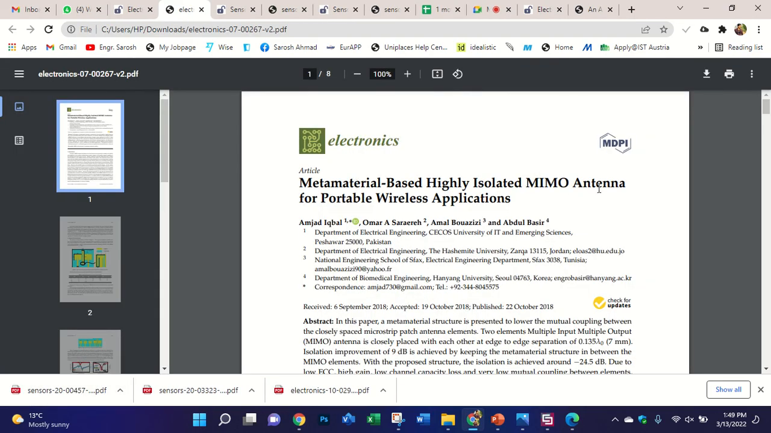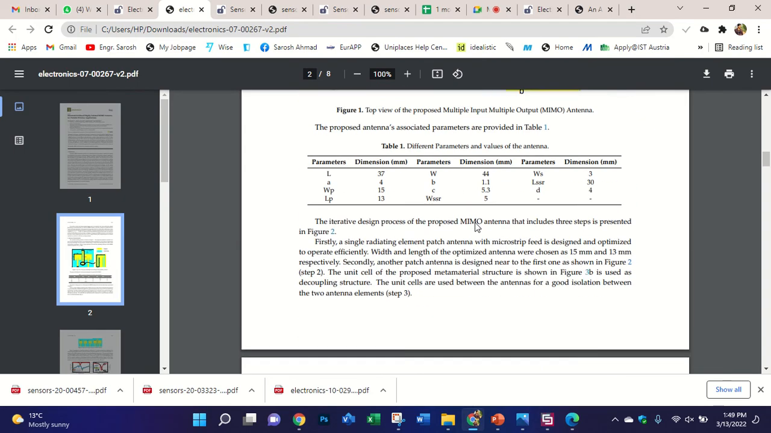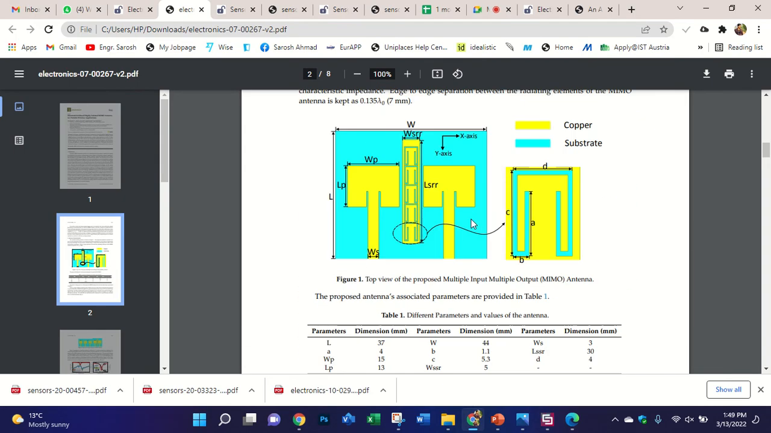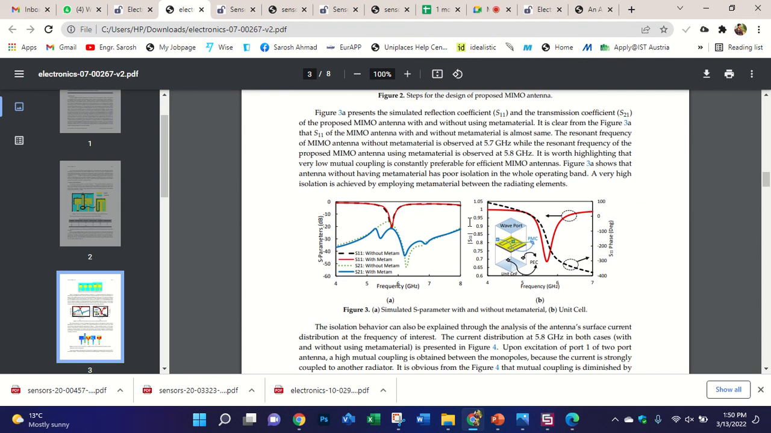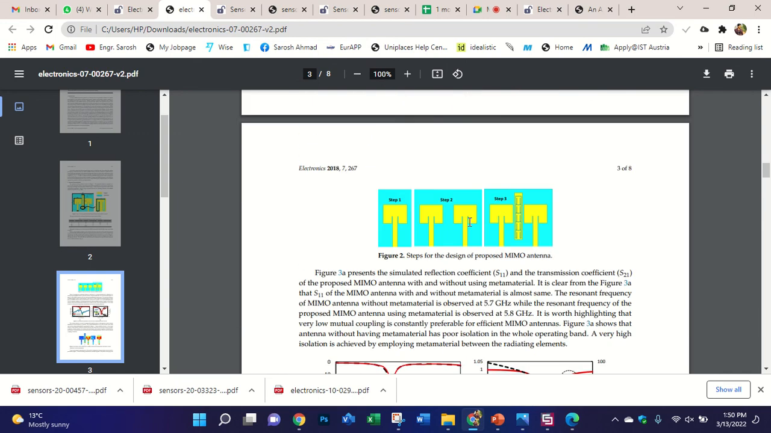They use unit cells between the MIMO antennas. Yes, this is what I am talking about. It's a kind of the HIS ground structure. I take this paper as my reference to compare. So in this case, we can say this is metamaterial. For me, it's a kind of ground structure for isolation.